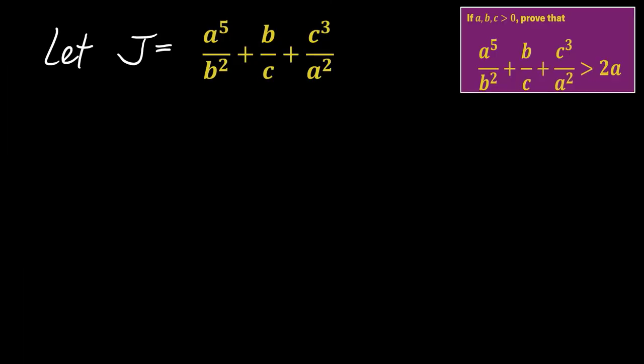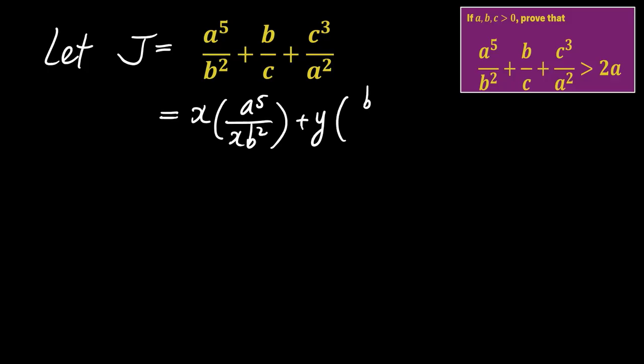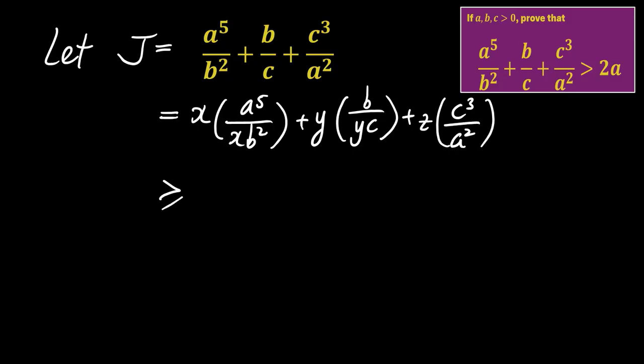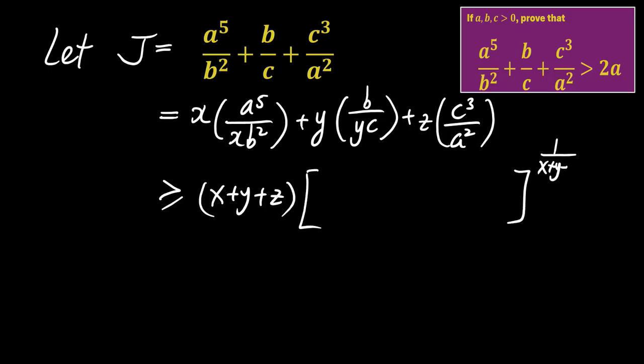Now we try to use the AM-GM inequality. Before that, let us do something about it. So we can say that this is x times a to the power of 5 over x b squared plus y times b over yc plus z times c cubed over a squared. This will be greater or equal to x plus y plus z, then everything to the power of 1 over x plus y plus z.